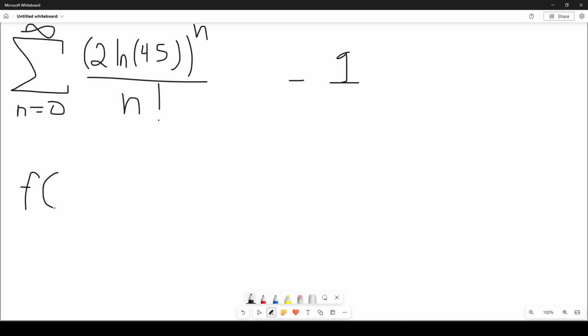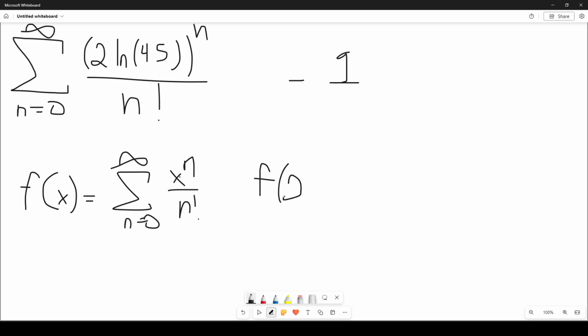Let's define a function. Let's call it f of x equals the sum from n equals 0 to infinity of x to the n over n factorial. So this is somewhat of a harder function, right? Because the one we have here is just a specific example. This is f of 2 ln 45, right?